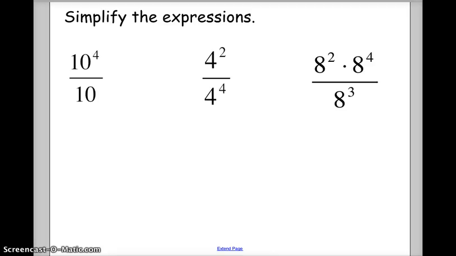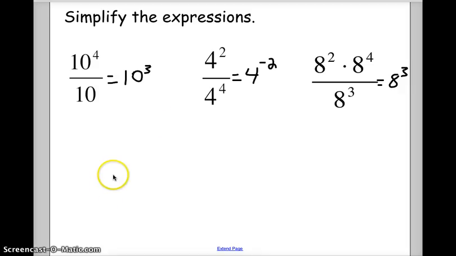Here are 3 examples that I'd like you to try on your own. Here are your answers for those. Notice in the middle we have a negative exponent. In our first lesson of 6.1, we will discuss what negative exponents look like as they pertain to simplifying expressions.